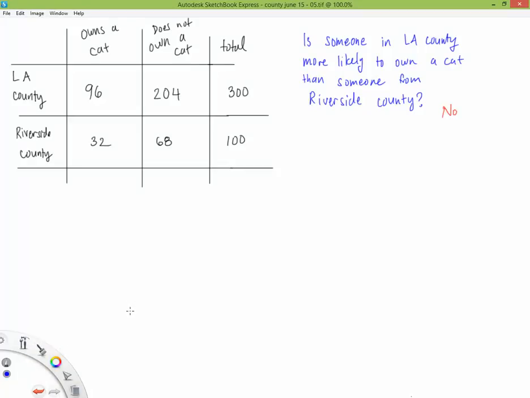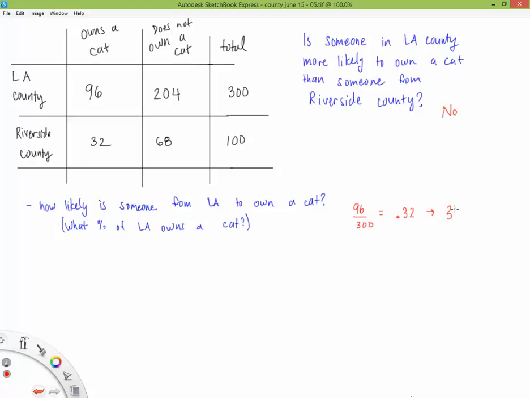Okay, so let's break this down and figure it out. You need to calculate two numbers here, okay? One is how likely is someone from LA County to own a cat, right? How likely is someone from, I'm going to just write LA, to own a cat. Okay, and so that question is basically what percent of LA owns a cat? All right, and so to answer that, we would write what? 96 divided by 300, and we get 0.32 or 32%. Okay, so that is how likely is someone from LA to own a cat.